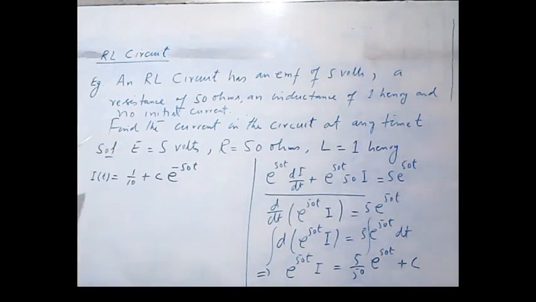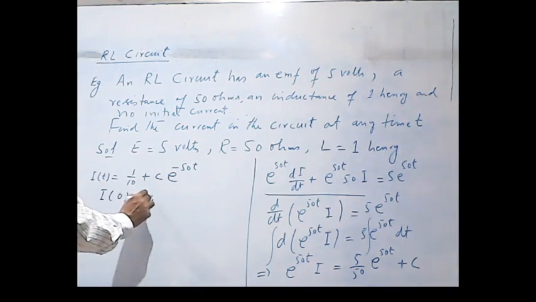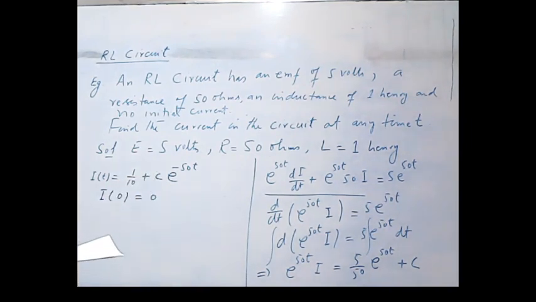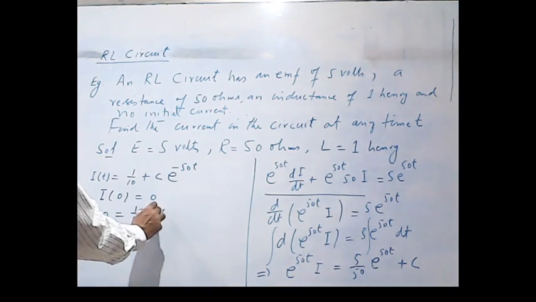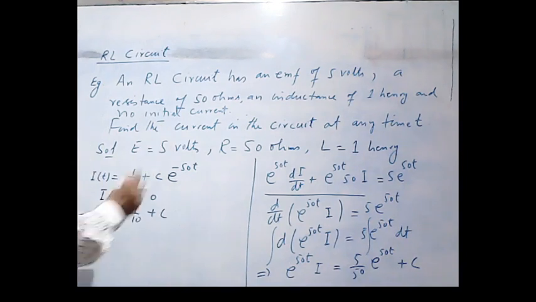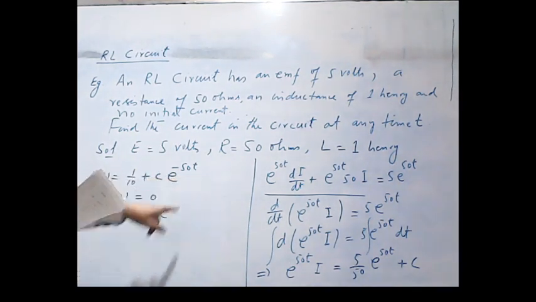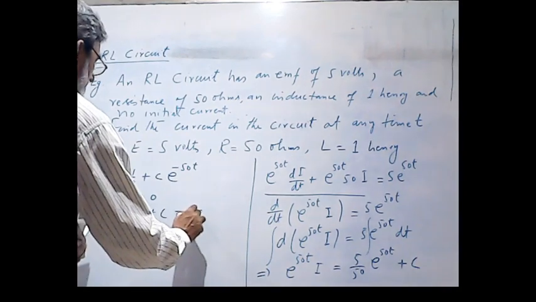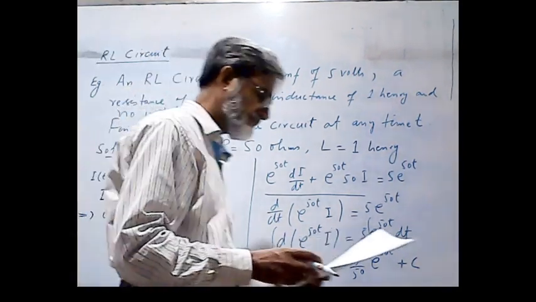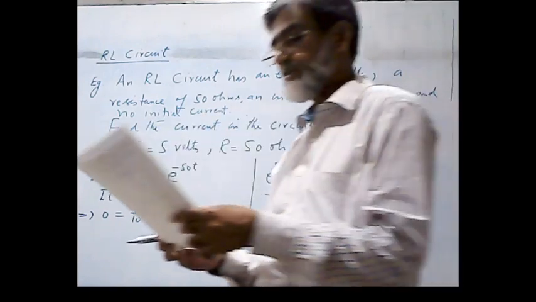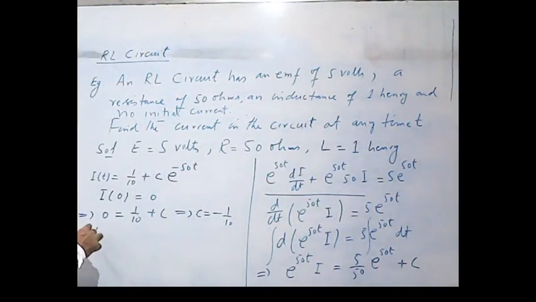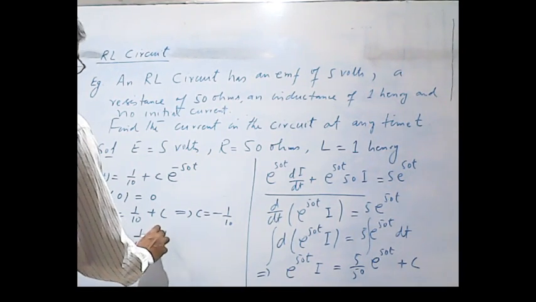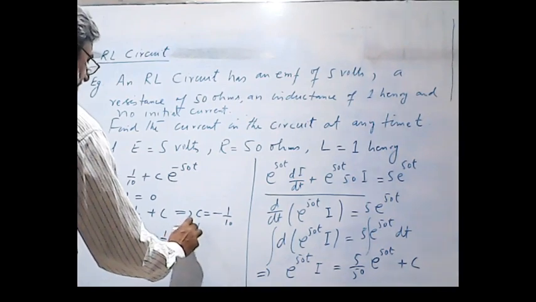Now finding the C, applying the condition: at t equal to 0, current 0. Applying this, 0 equals 1 upon 10 plus C e power 0, that is 1 times 0, e power 0 is 0. So C equals minus 1 upon 10. So this is the information: I of t is 1 upon 10, then minus 1 upon 10 e power minus 50t.